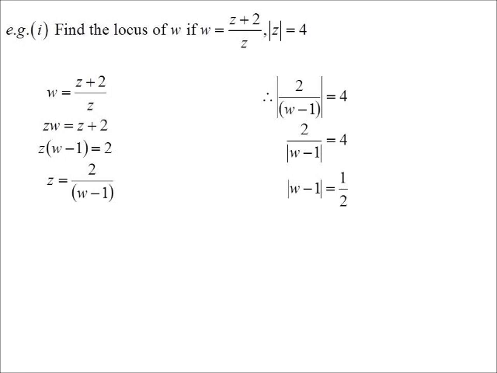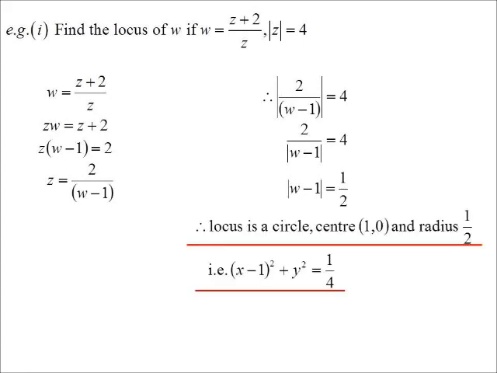That gives me something that I recognise. Hopefully you remember it from yesterday. We've got modulus of w minus something equals a half. We're talking about a circle. So our locus is a circle, centre (1, 0). The radius will be a half. In other words, and I've put the equation down there, (x minus 1) squared plus y squared is equal to a quarter.